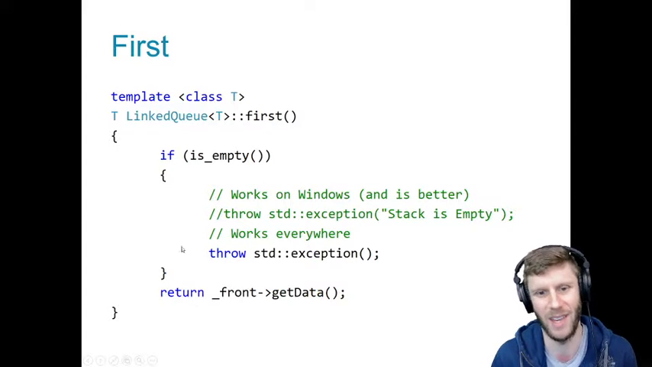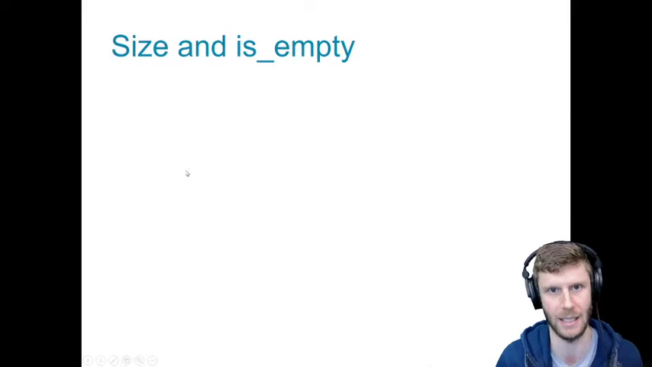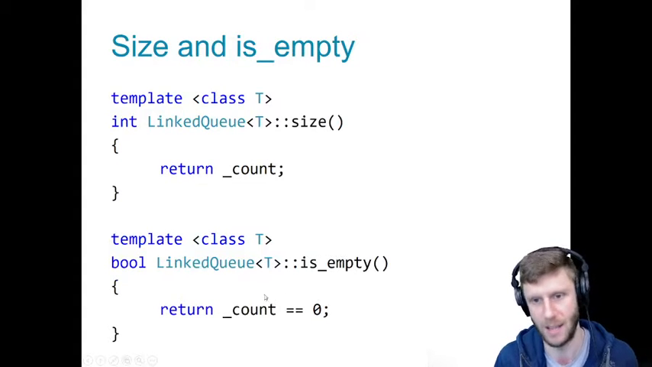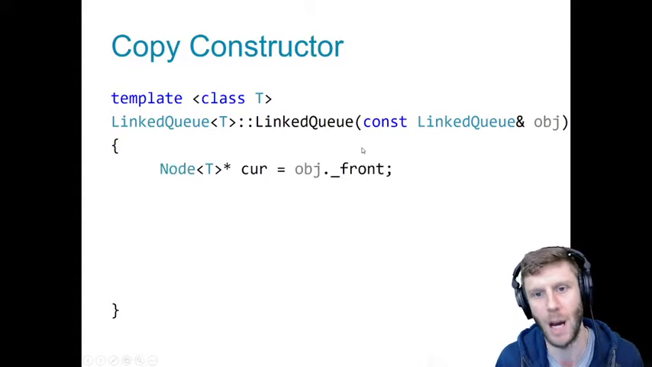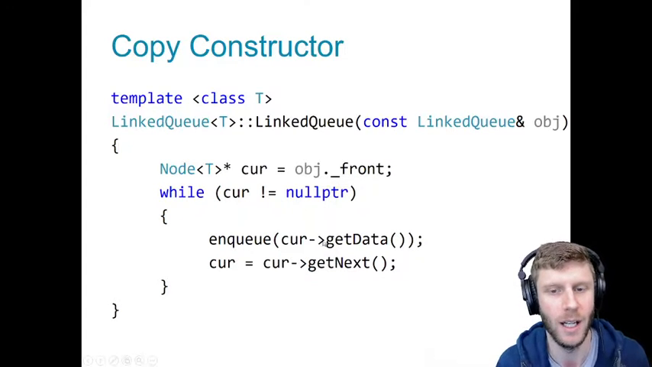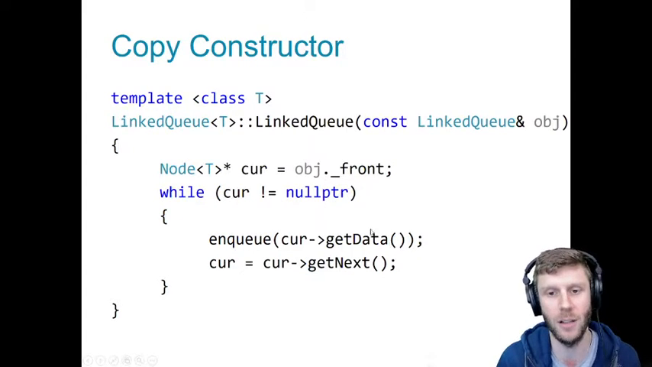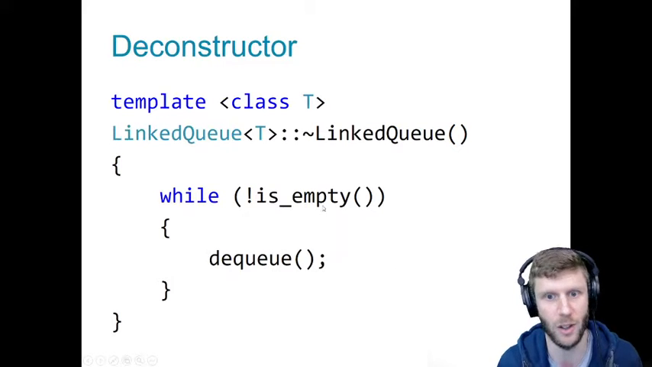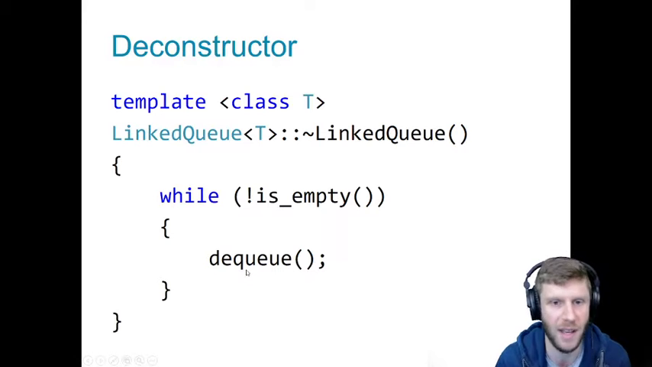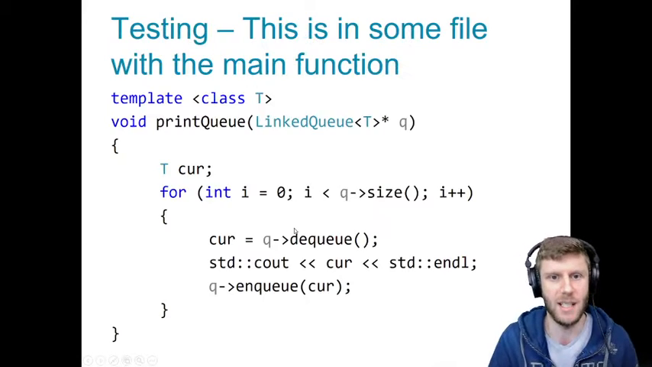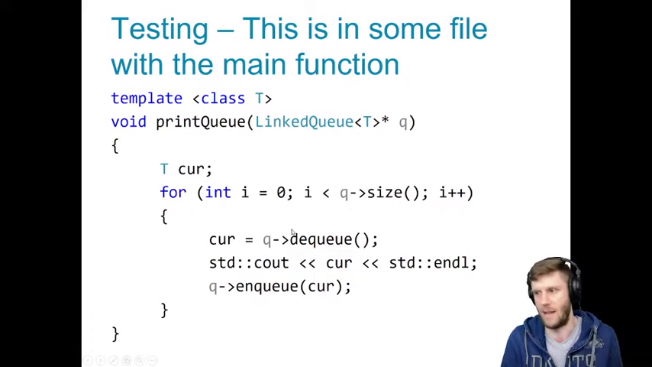First, it's the same thing, just we don't need to actually delete anything. Size and is empty. Well, here's the size and is empty. Easy peasy. Copy constructor, well, we're just hijacking the enqueue and just taking the data from the other queue and then enqueuing it into ourselves, which is pretty cool. And then the deconstructor, we'll just call dequeue because we know that that deletes everything. There, great. So what does the CPP file look like? Well, it's basically just going to have the import, right?